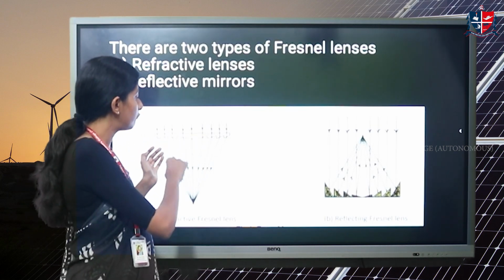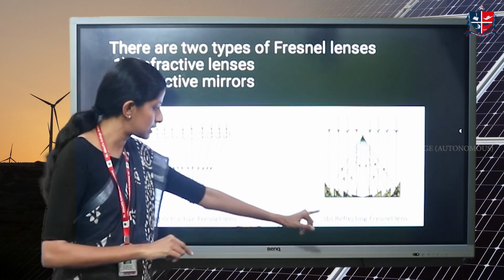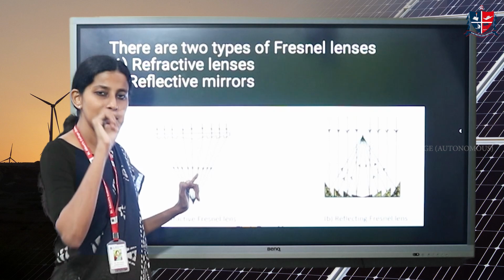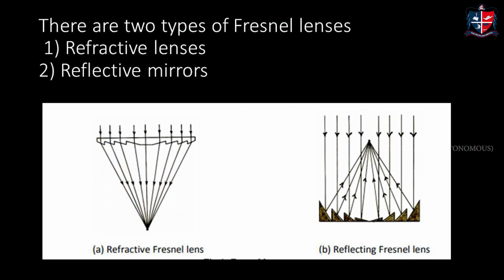So we have certain grooves. It can be reflecting or refracting type. There are two types of lenses. They have linear grooves. We call them linear. It can come either on the behind side or on the top side. So the radiation falls on it. These grooves will reflect them onto the point.